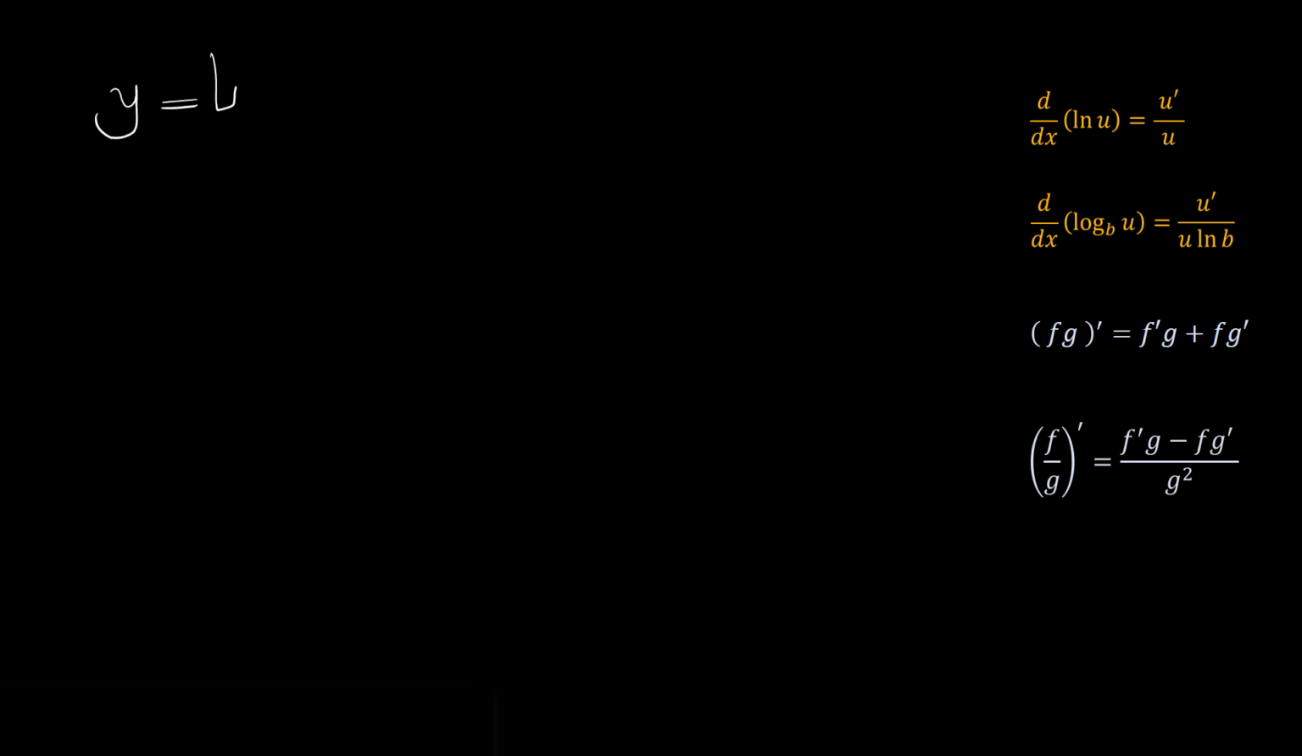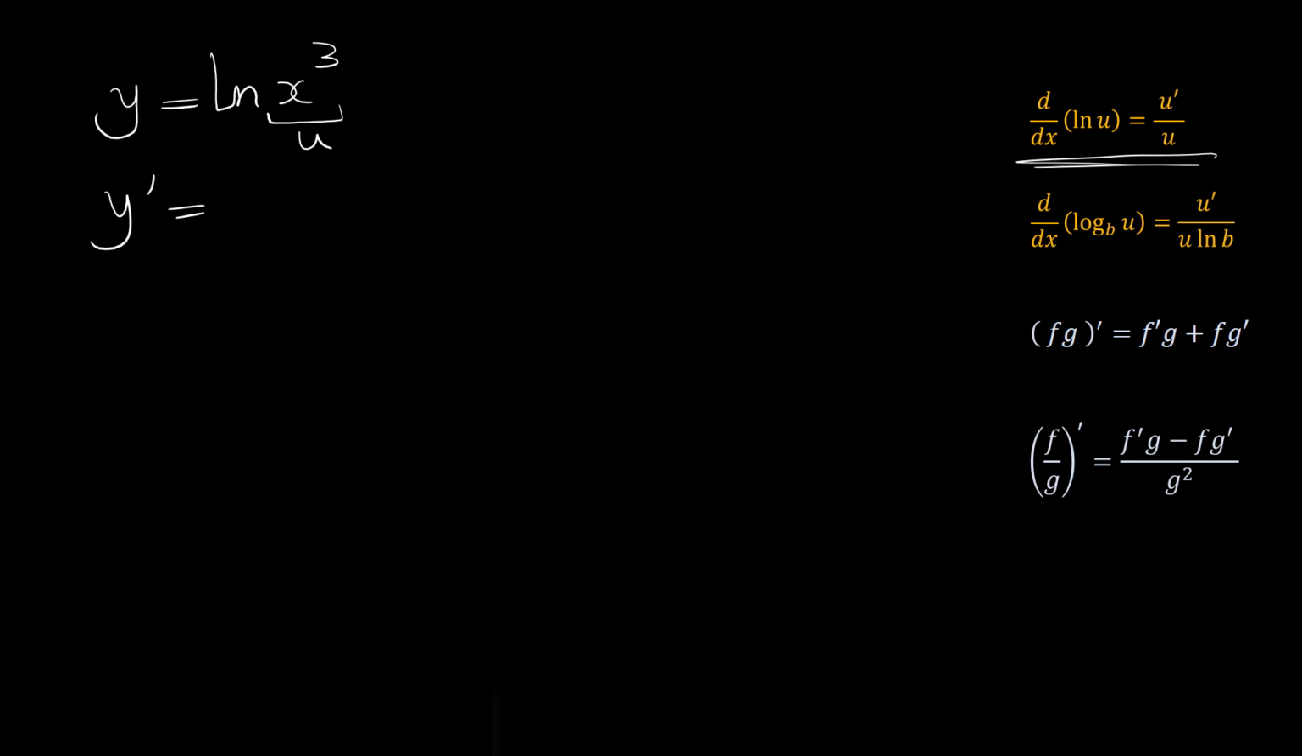Now look at this example, y equals ln of x to the power of 3. We can find the derivative of this function in two different methods. Let me show you both. One way is to choose the expression in front of ln as u and use this formula.